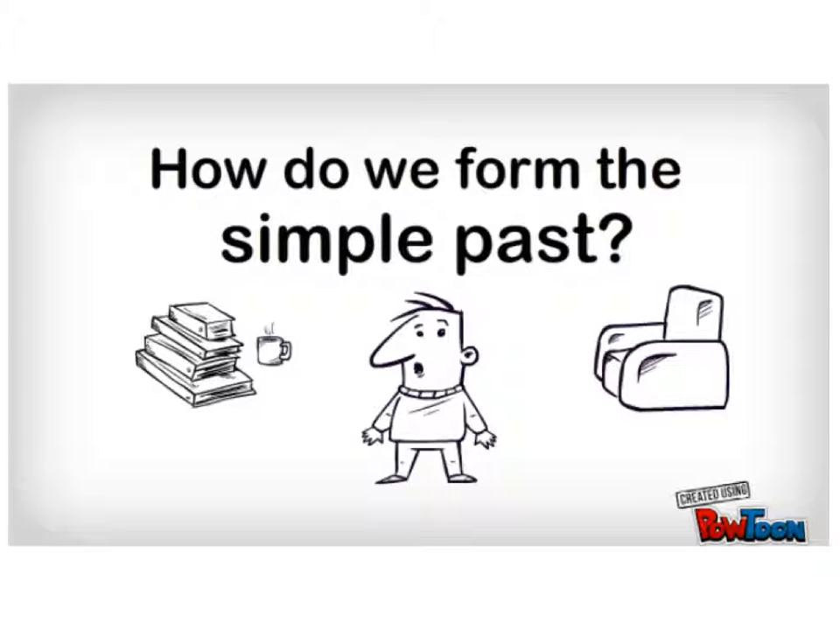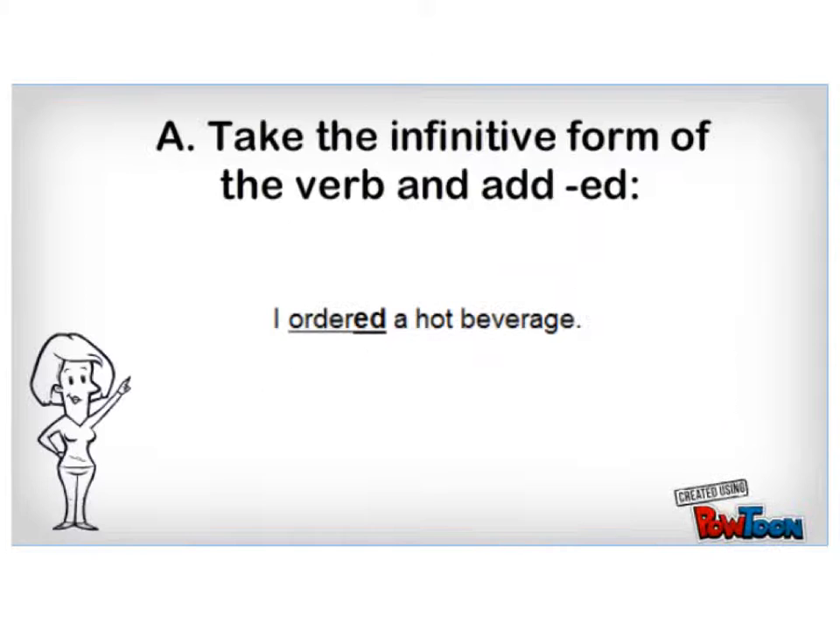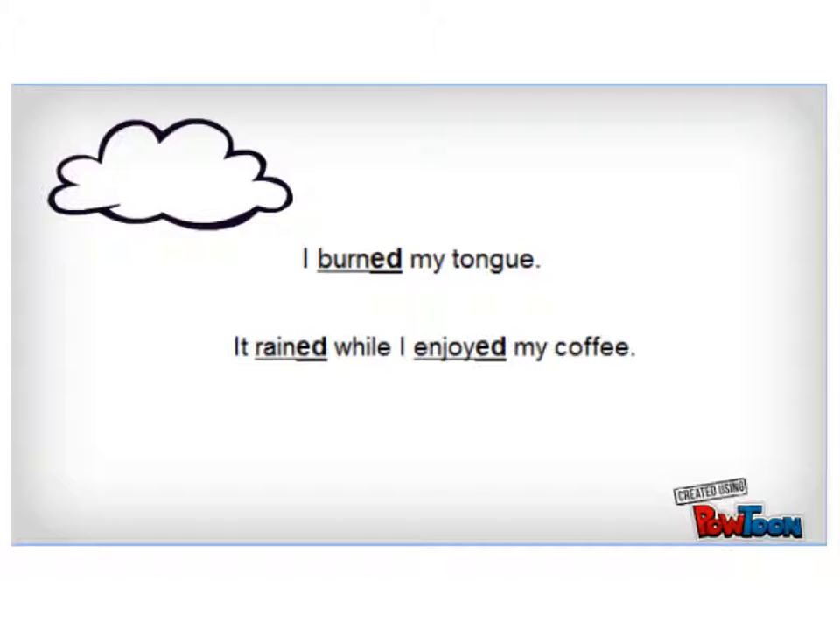Now that we know when the simple past tense, also called the past tense, is used, let's look at the different verb forms. The first form requires that we take the infinitive form of the verb and add an ed. I ordered a hot beverage. I burned my tongue. It rained while I enjoyed my coffee. As you can see, the infinitive base form stays the same and an ed is added at the end. Now, let's explore several exceptions to this rule in the following slides.